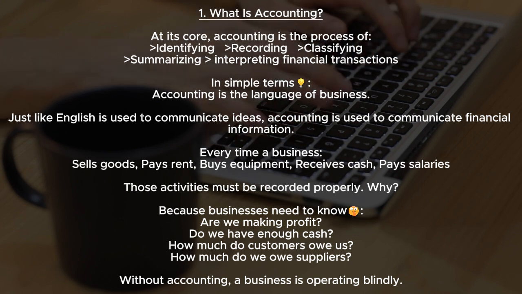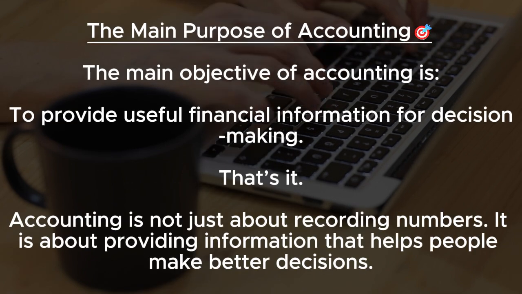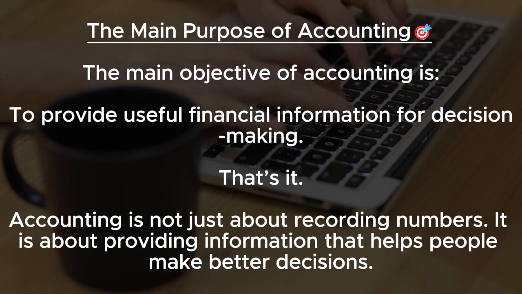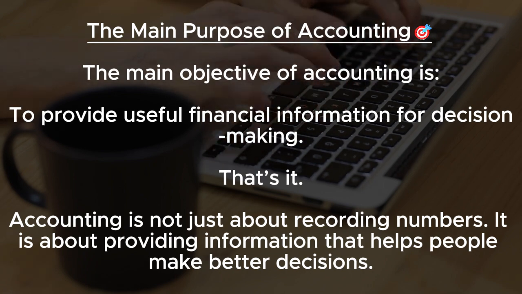Why? Because businesses need to know, are we making profit? Do we have enough cash? How much do customers owe us? How much do we owe suppliers? Without accounting, a business is operating blindly. The main purpose of accounting, the main objective of accounting, is to provide useful financial information for decision-making. That's it. Accounting is not just about recording numbers. It is about providing information that helps people make better decisions.